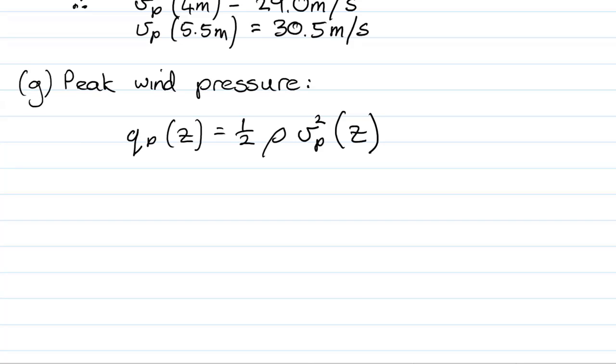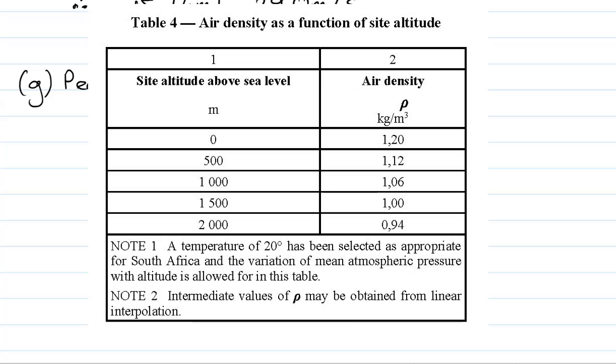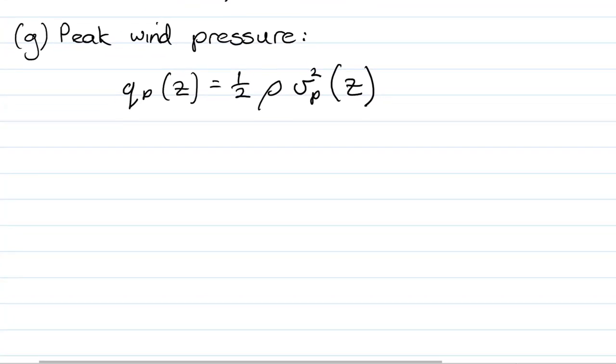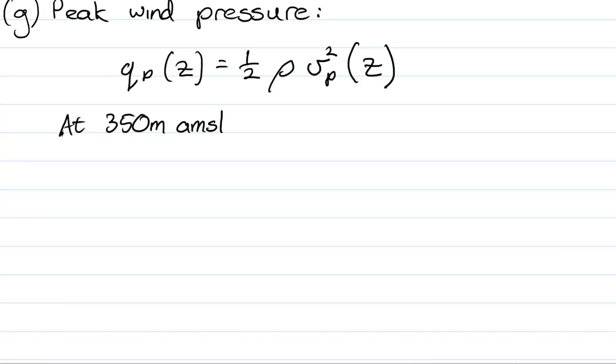So here you can see the equation for the peak pressure, and it's half times the density, so the density of the air influences our results. As you get higher above sea level, the density drops. Here you can see the table showing the different densities, and we will just linearly interpolate between the different values to get the density at 350 meters above sea level, and then we have the peak wind speed, which we've calculated above. So at 350 meters above mean sea level, I'm just going to use the values that I've picked from the table.